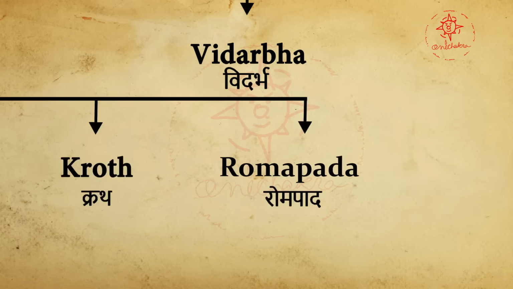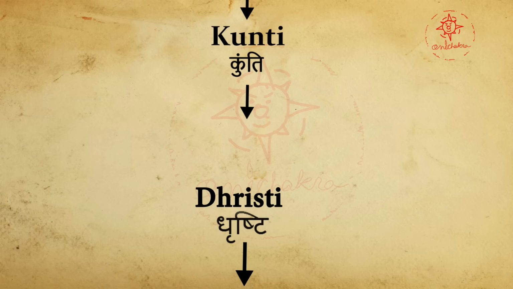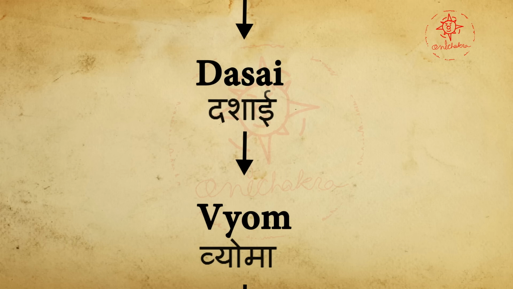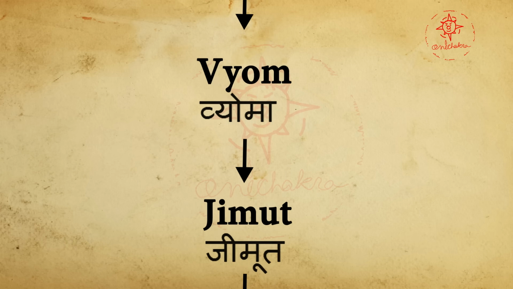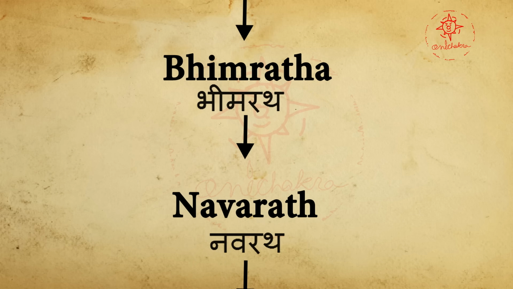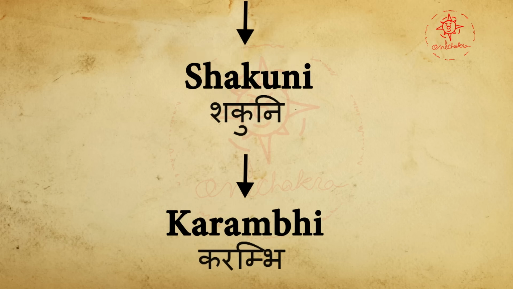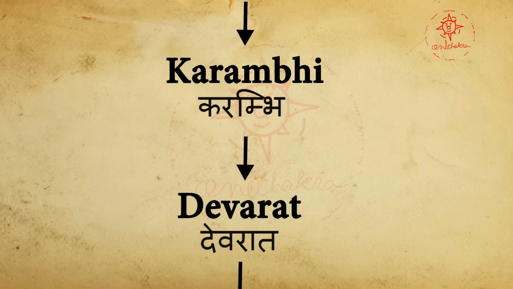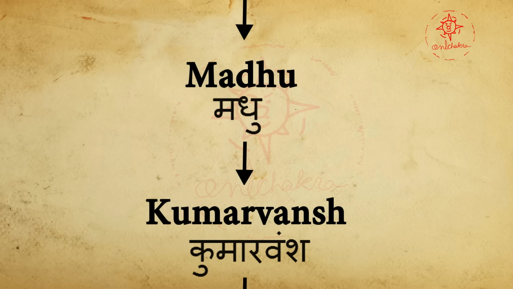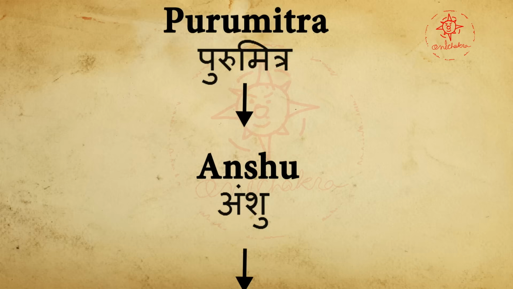Now let's go back to Krath. His descendants were Kunti, Dhrishti, Nidhriti, Dasai, Vyoma, Jimut, Vikriti, Bhimrath, Navarath, Dasharath, Shakuni, Karambhi, Devarath, Devshatra, Madhu, Kumar Vansh, Anu, Purumitra, Angshu, Satvat.